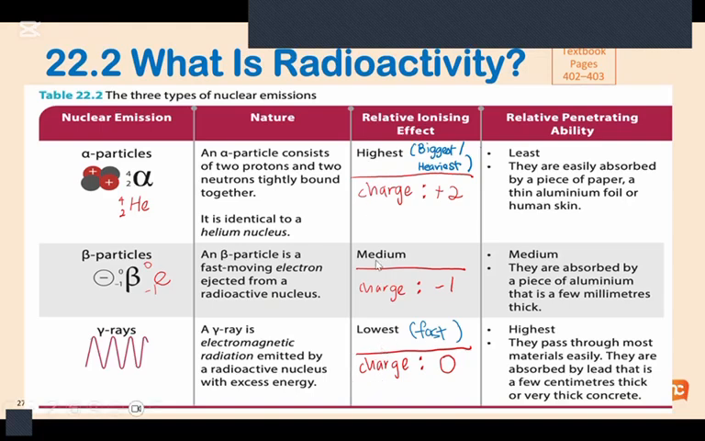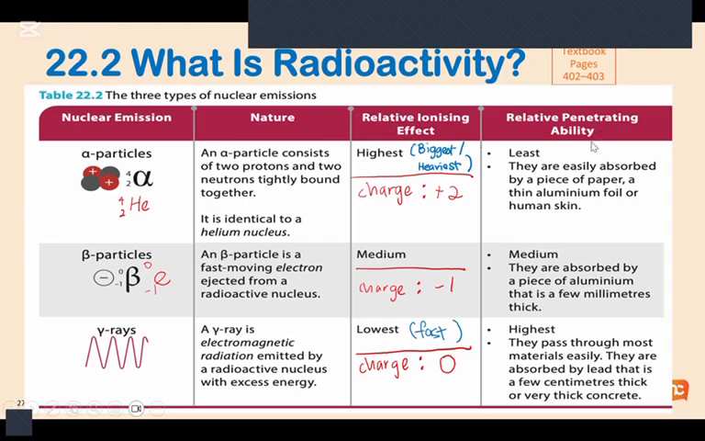So I would say that if you are exposed to all three, which one is the most dangerous? Your alpha particles. Which one is the safest? Gamma. Although gamma is not safe, it's still able to ionize things, but it's the least ionizing. Okay, then we talk about the penetrating ability.